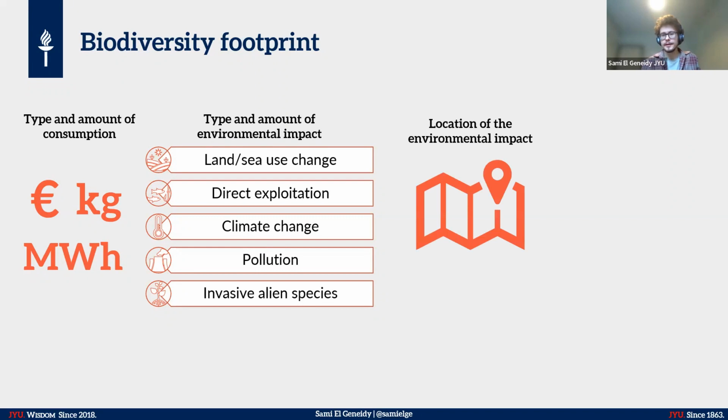Then we have the location of the environmental impact, because we're talking about biodiversity. Something that differs a lot from carbon footprints is that biodiversity is local. So biodiversity, for example, here in Finland might be quite different from biodiversity in Germany or in Kenya or in China. So we have to understand, where does the environmental impact take place?